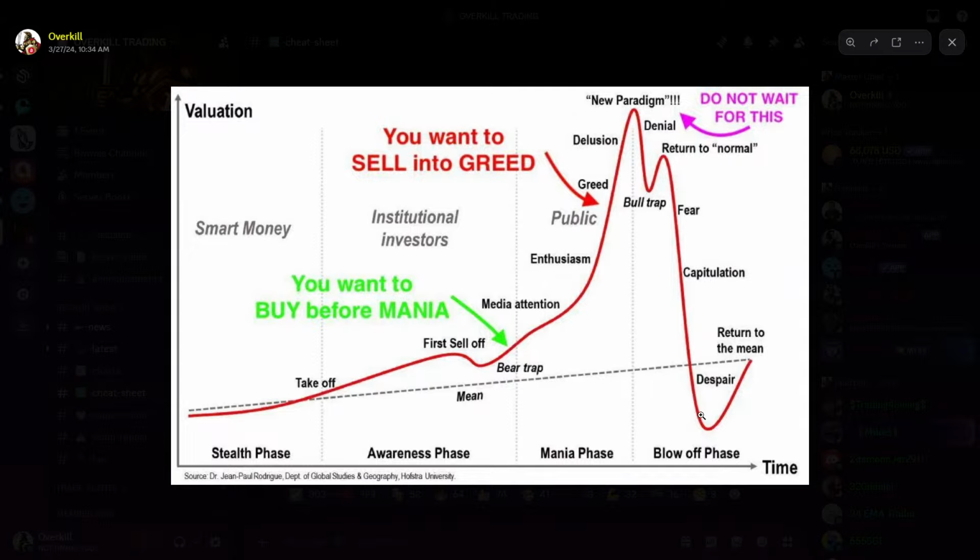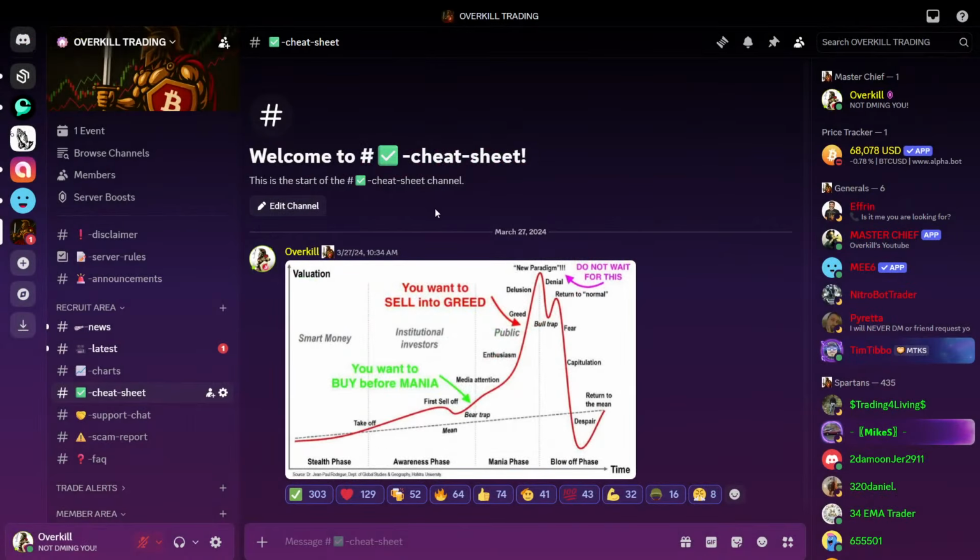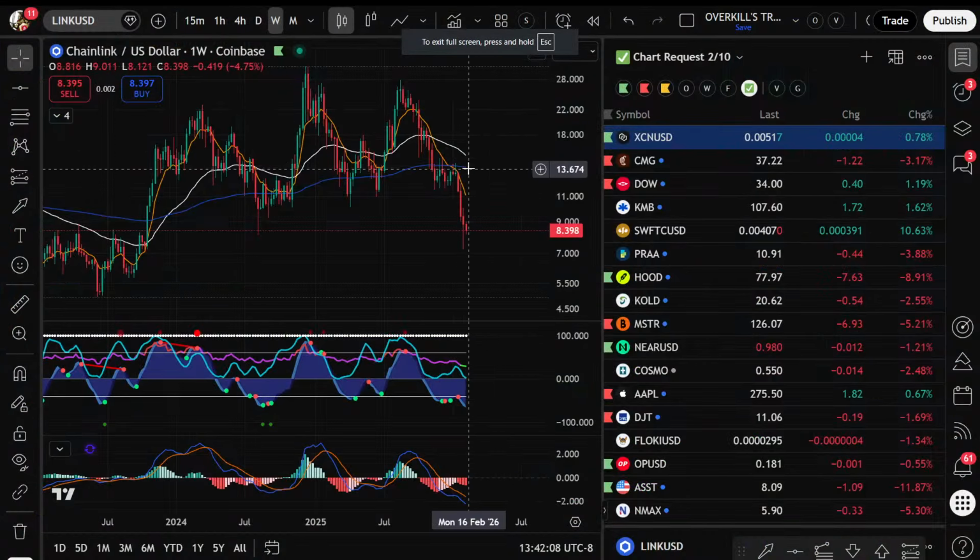When we're below the average, that is when we are in despair. That is when people are panicking. That is when you see the fear and greed index at all-time lows. We're at all-time lows. So we have been in a bear market, guys. We have been in a bear market. This isn't something that just randomly happens, right? We have been in a bear market.